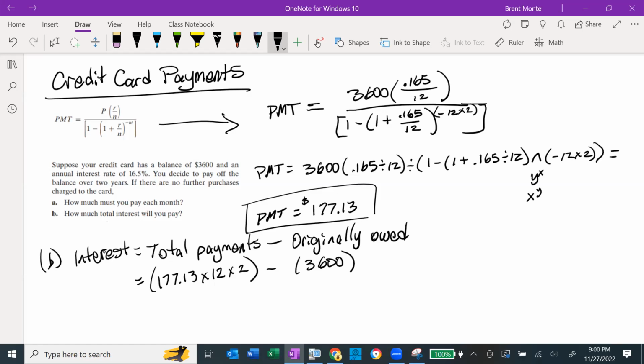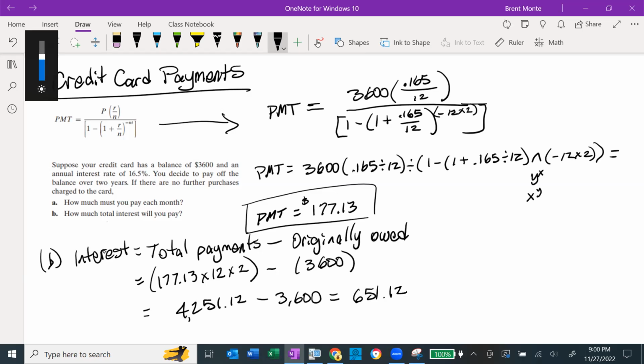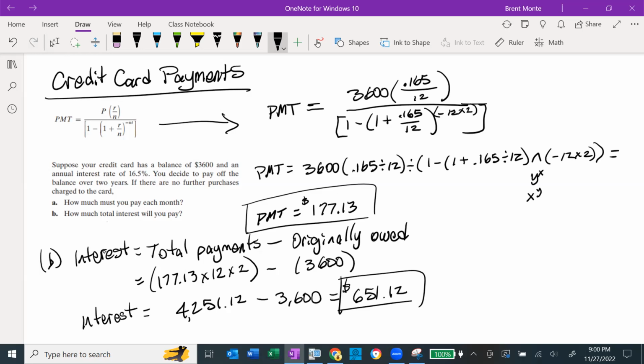And so on my calculator, if I go 177.13 times 12 times 2, I'm going to get $4,251.12. That's how much I have to pay, but I only owed originally 3,600. And so minus 3,600, I get $651.12 that I have to pay in interest. Well, that's no fun. That's the cost of buying things, should we say, that we couldn't afford in the first place. So we had to use our credit card.